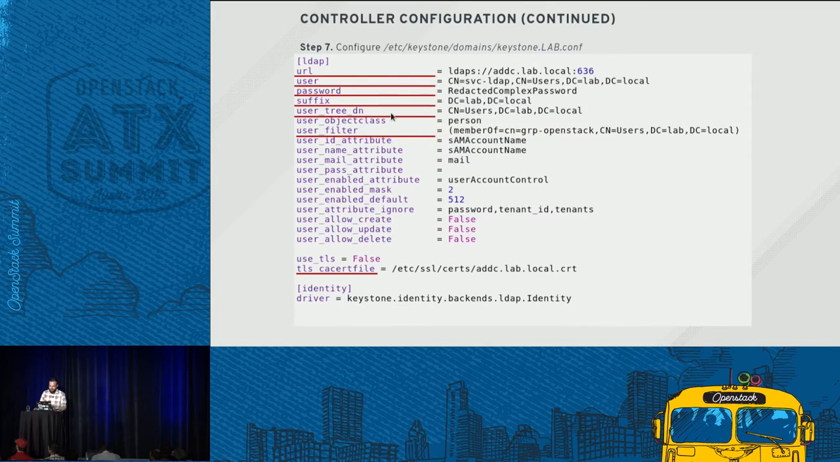Let's see. OK, so here's what's cool, this is the user filter. What this means is that you're giving the distinguished name of the GRP OpenStack group that you created earlier. The result of this is that it is going to limit the visibility that Keystone is going to have to your Active Directory. So when it does lookups, it's not going to pull down the entire database. It's only going to look for members of that GRP OpenStack group. Much more efficient, and it just gives you more control over who's getting exposed.